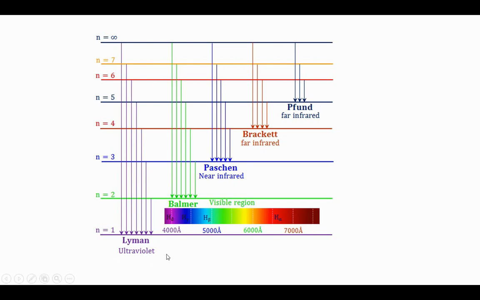So Lyman is observed in the ultraviolet region. Balmer is observed in the visible region. So the video in the introduction part is actually the Balmer series because it is observed in the visible region. So kita nampak dengan mata kasar. Next, we have Paschen, Brackett and Pfund in the infrared region, meaning that we can only observe these series under infrared light.